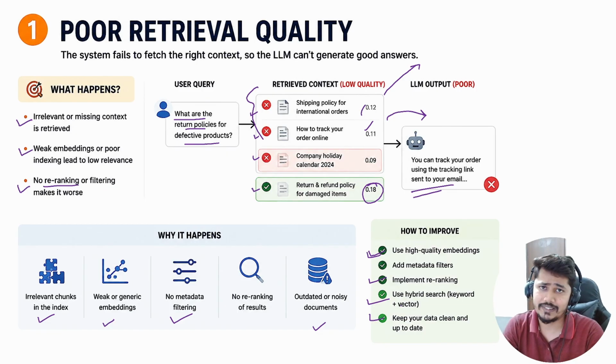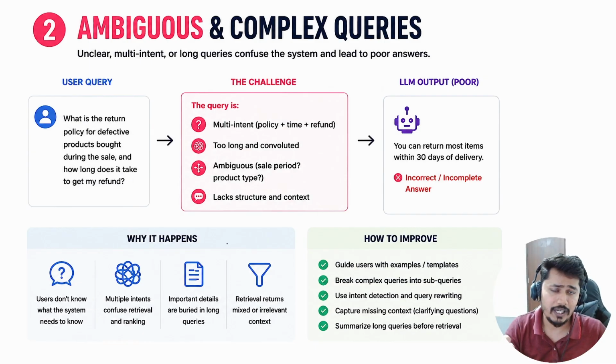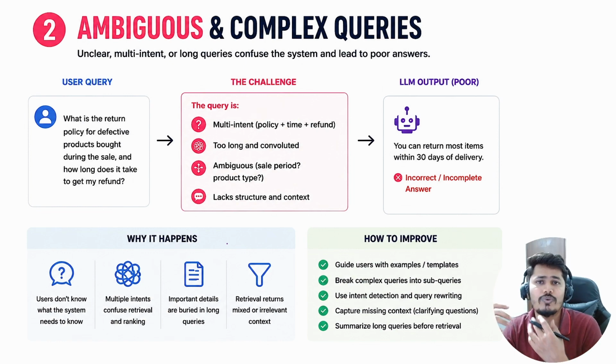Let's move to the next challenge. The next challenge we have is ambiguous and complex queries. Obviously, when you build the model, you test that model in your lower environment, and you know how to talk to the large language models, you know how to ask the questions. That comes naturally to you whenever you are building the application. But the end user who is going to use this application in production doesn't know how to talk to the LLM. What is the right way? What should be your tone? How should you frame your question? The user is not aware of that, which leads to multi-intent questions.